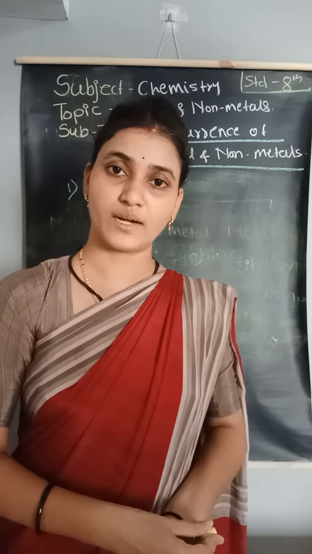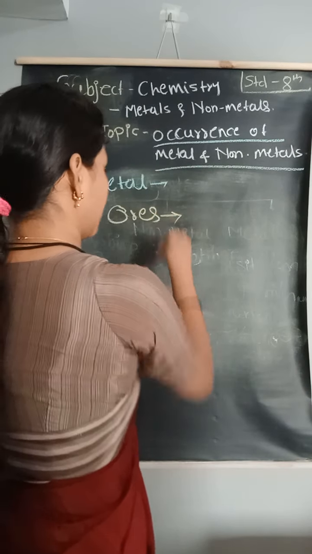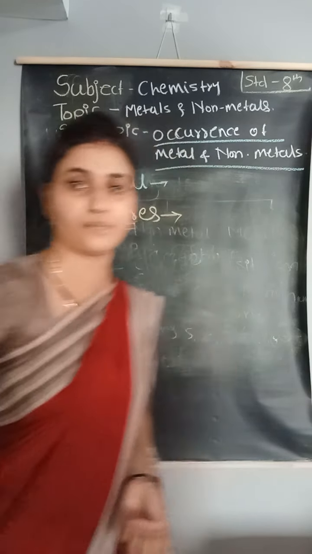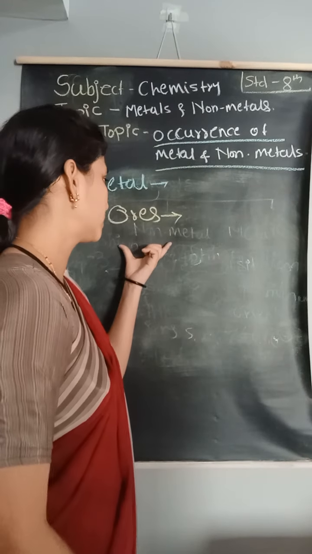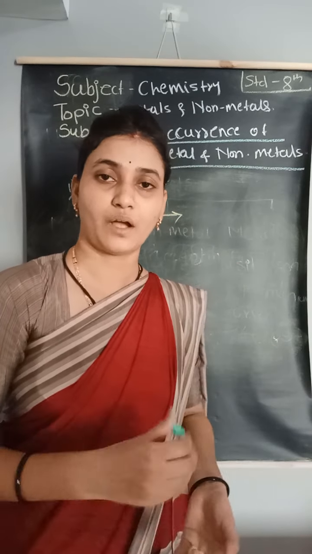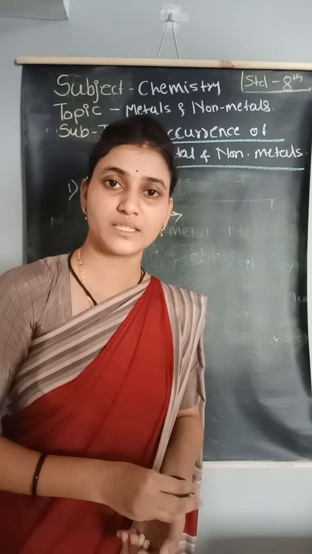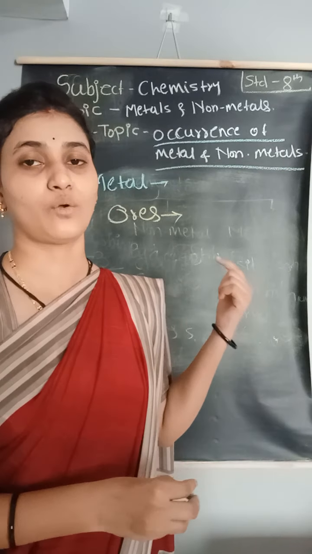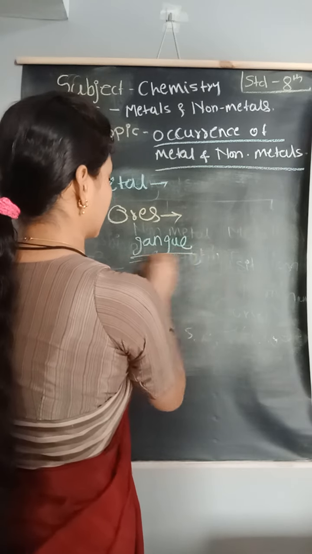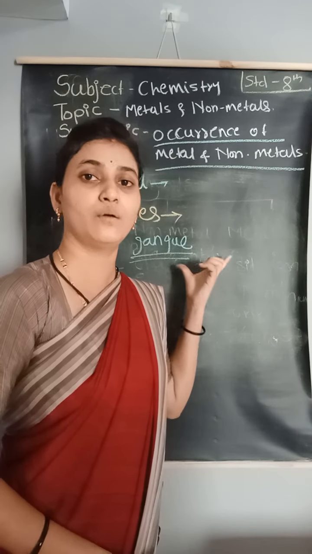Such rocks are called ores. From ores we can get the metals. In these ores, the useful metallic compounds are mixed with some other compounds which are not useful. The impurities in these ores are called gangue.